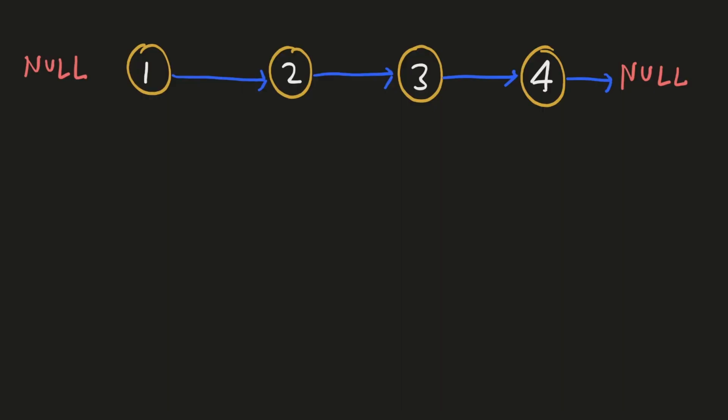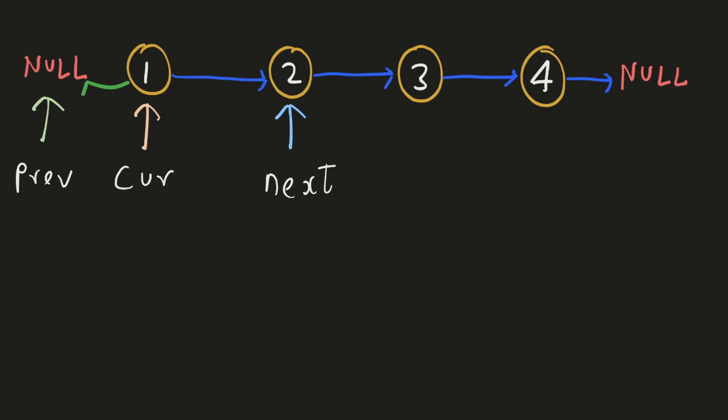Let's represent a linked list by two null pointers on both the ends. If we just consider this node, the null pointer to the left of it, even though it's not connected to 1, it's the previous node, and node 2 to the right of it is the next node. So when we are trying to reverse a linked list, the next pointer of a current node 1 should point to the previous node null.